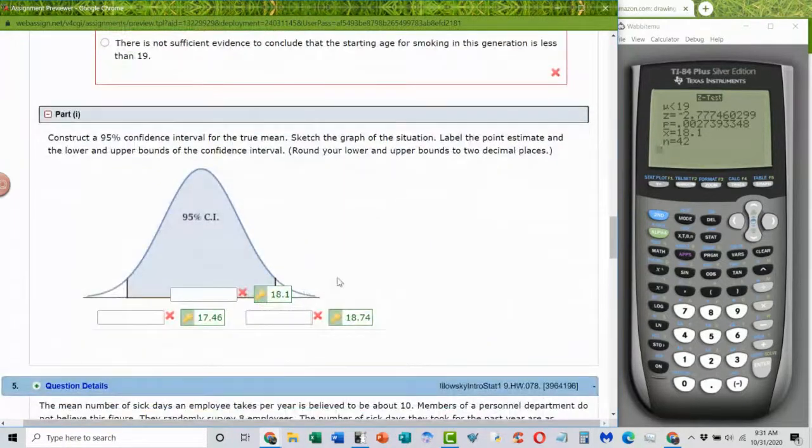And then they want you to do a 95% confidence interval, which we did last week. The reason we do that is because when we get our values, notice 19 isn't in the range. So it's kind of like a check. With this sample size, the sample mean, and the population standard deviation, we believe the range of people starting to smoke is between 17 and a half and 18 and three quarters. 19 is not in that range. So it makes sense that we reject the null hypothesis. People start smoking younger than 19. Not necessarily a lot younger, but they start smoking before they turn 19, and definitely not way after they turn 19.